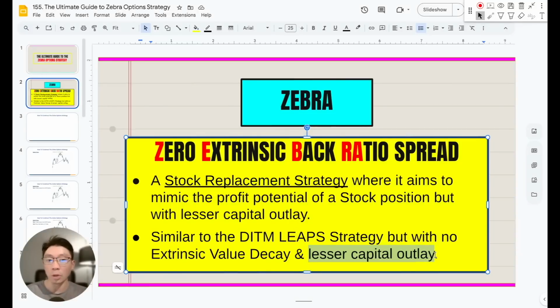So this is something that I want you to be mindful of before you decide, hey, I'm going to go all in on this zebra, and then realize later on that there's something you really need to beware of before you actually decide to trade the zebra. But at the initial glance, you can see that the zebra certainly sounds like a pretty good strategy.